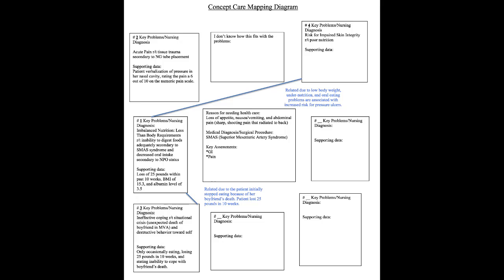From here, all students move to the second page of the concept map. You will create one of these tables for every nursing diagnosis that you have identified. If you have 3 nursing diagnoses, then you should have 3 copies of this table, 1 for each diagnosis. For this example, we will only complete this table for 1 nursing diagnosis.